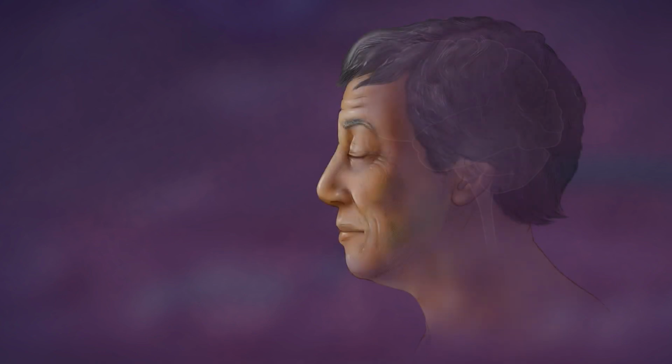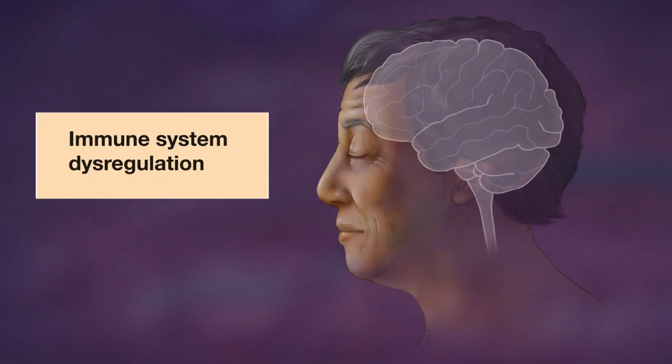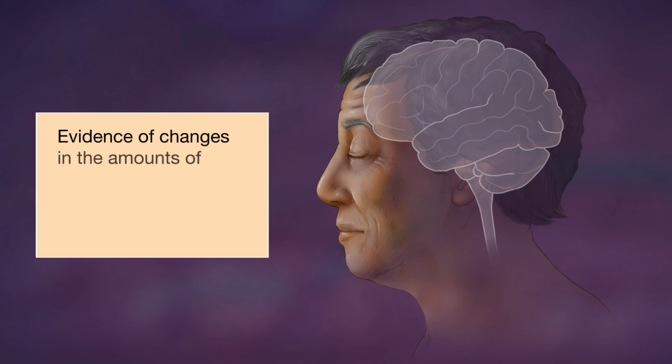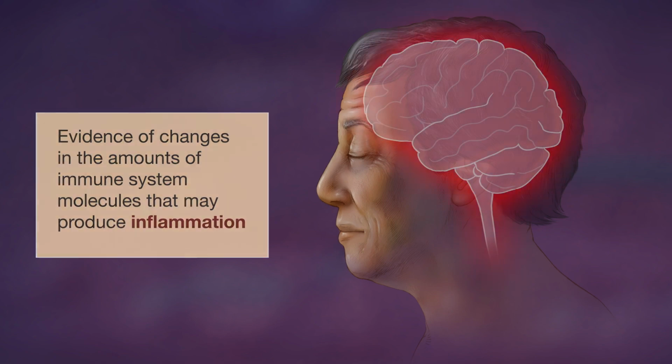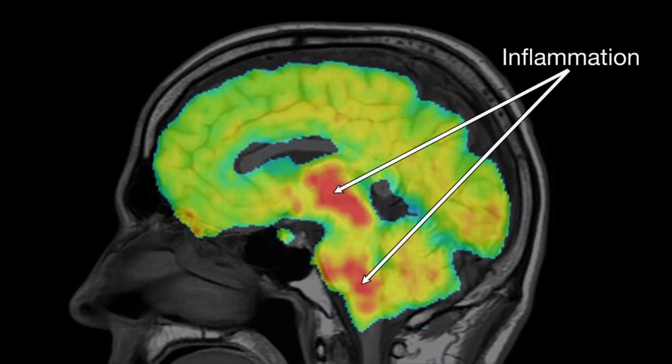Our recent studies point to one possible factor being immune system dysregulation. There is evidence of changes in the amounts of immune system molecules that may produce inflammation and symptoms throughout the body. This may include regional inflammation of the brains of patients with PTLDS, as shown in red in this PET scan. This could represent activated microglia, a type of immune system cell in the brain.